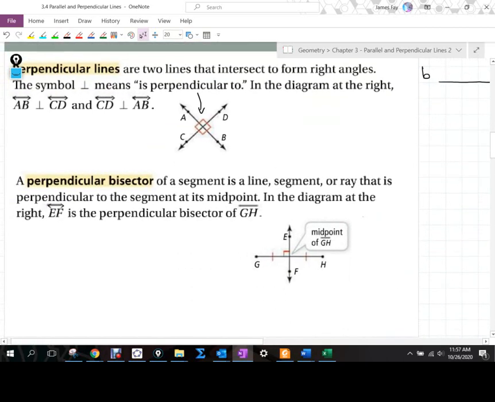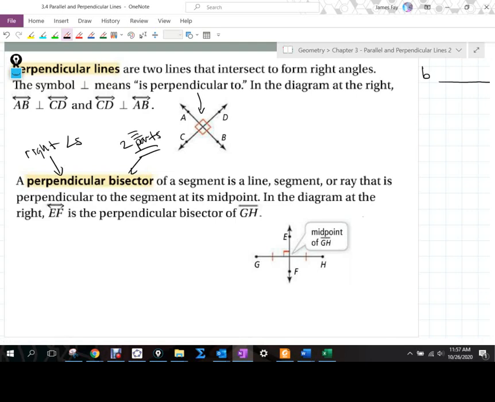So we have things called perpendicular bisectors. Perpendicular bisector is the combination, or the merging, of two vocabulary words. Remember, perpendicular means right angles. Bisect means two parts, right? In the mathematical context, it means two congruent parts.